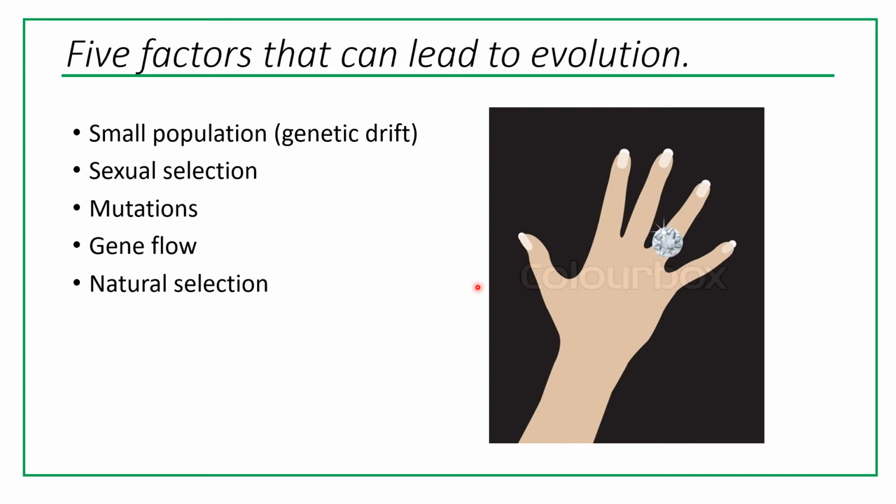And the big finger, the thumb, is natural selection. So nature votes thumb up for traits that are useful for survival, or thumb down for traits that don't allow or reduce the chances of the population to survive. So small population, sexual selection, mutation, gene flow, and natural selection, all of these factors can lead to evolution.